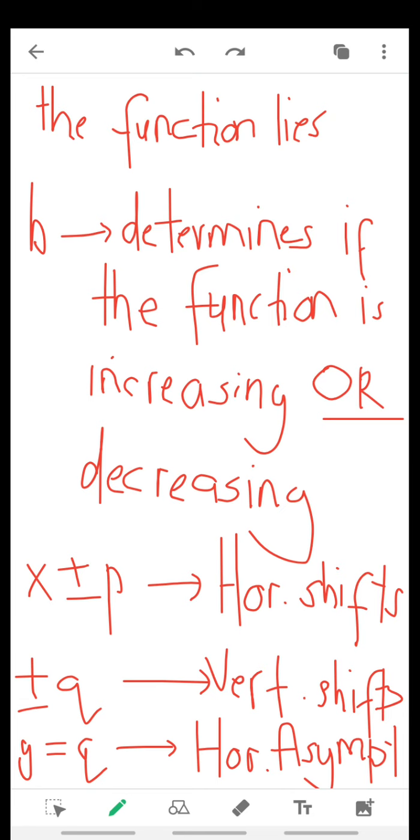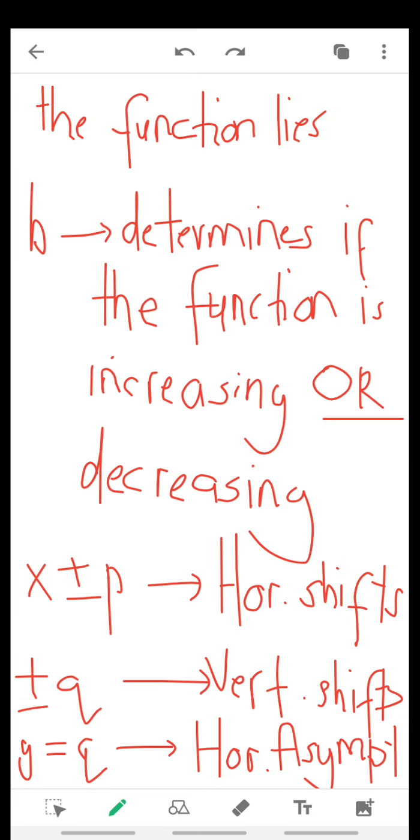Okay, so in this case, b for an exponential function determines that. It determines whether a function will increase or the function will decrease. So it means we'll look into the value of b and it will guide us as to whether a function will be increasing or decreasing.